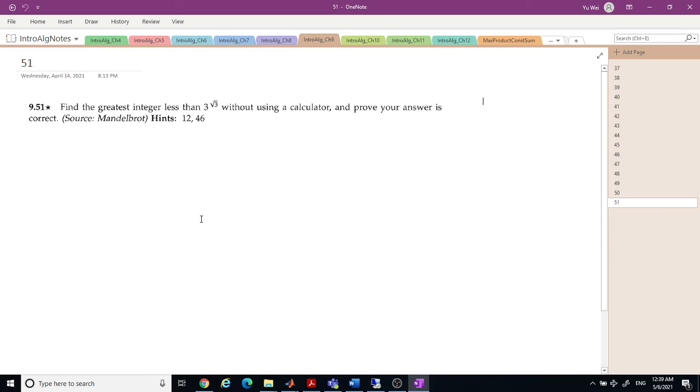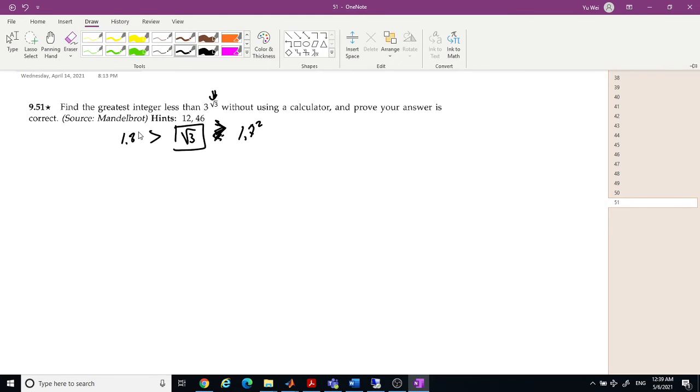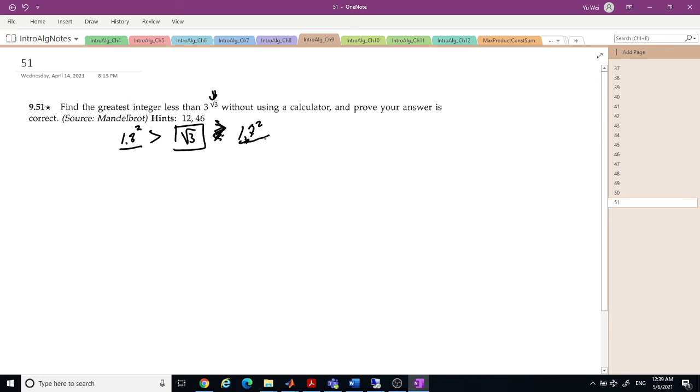Okay, the final question. Find the greatest integer less than this without using a calculator. The difficulty is how to deal with the exponent of square root of 3, right? If we are familiar with squares, 1.7 squared is just slightly greater than this, and 1.8 squared is less than this, right? Because this is 2.89, this is 3.24. Okay, now let's do this.